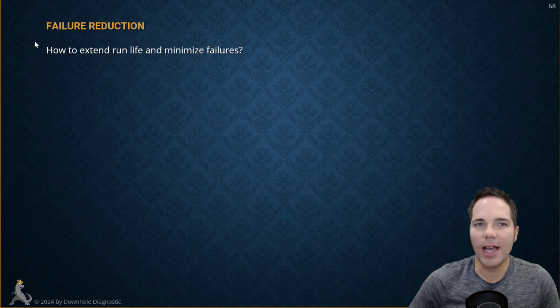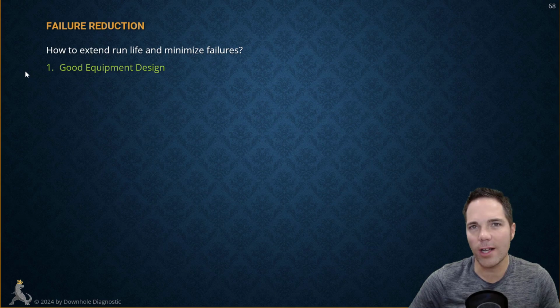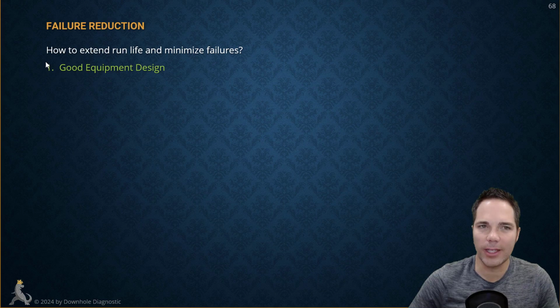So failure reduction, how do we extend run life and minimize failures? Well, I have good news. It actually only takes 3 different things. First you need a good equipment design. So you need the appropriate type of pumping units. You need to be running the proper strokes per minute. You need the correct rod string. Do you want fiberglass or all steel? What are the diameters, the tapers? What is the grade of rod, the grade of steel rods? You want the proper pump design. You want a good downhole gas and solid separator. This is all a part of your equipment design. So have a good equipment design for a particular well.